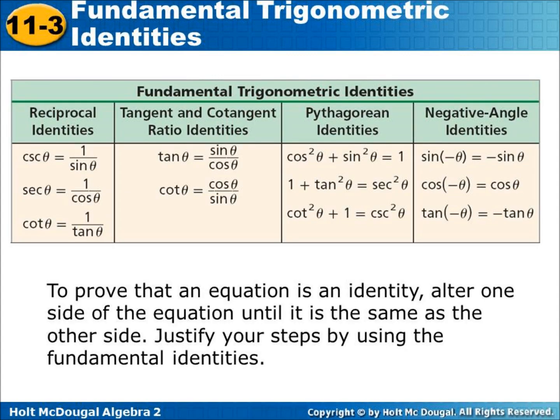These are the fundamental trigonometric identities. We have reciprocal identities, tangent and cotangent ratio identities, Pythagorean identities, and negative angle identities.